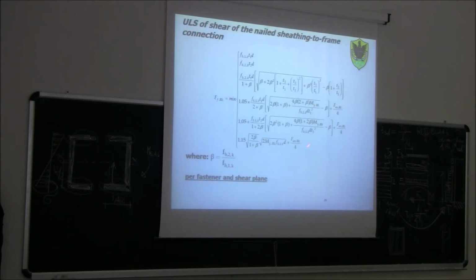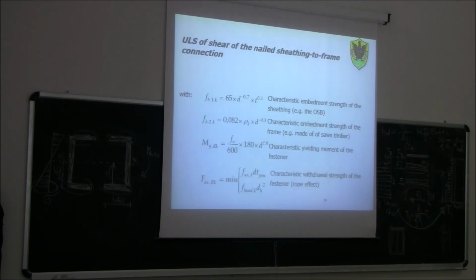Now, in order to find out the characteristic strength of one nail, we need to know some properties. For example, we need to know the embedding strength of the nail in the sheathing, which is OSB. In our case, we consider a sheathing made of OSB, oriented strand board. In Italy, the use of OSB is often preferred to the use of plywood. So for oriented strand board, we need to find the embedding strength. This is a semi-empirical formula that can be used for the characteristic embedding strength of the sheathing. d is the diameter of the nail, and t is the thickness of the sheathing.